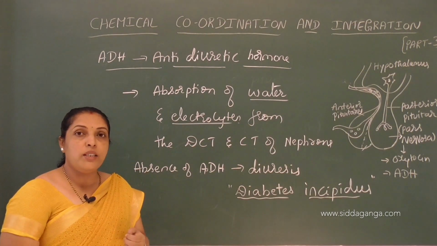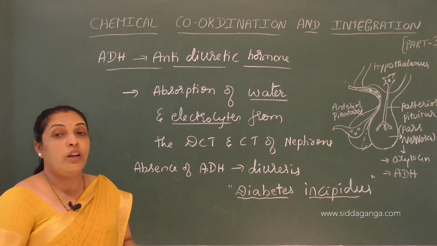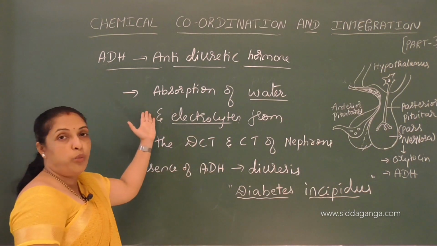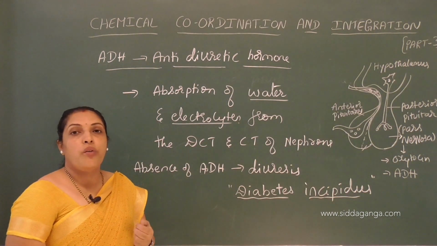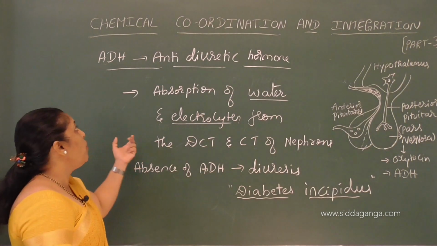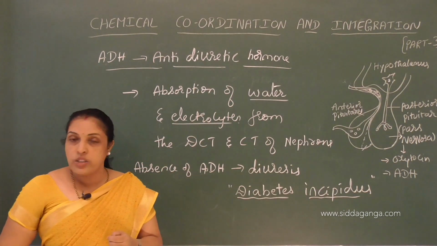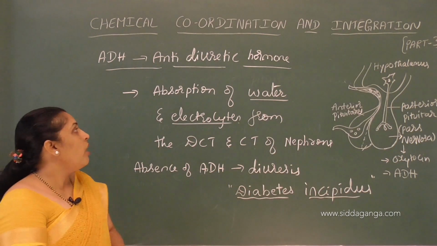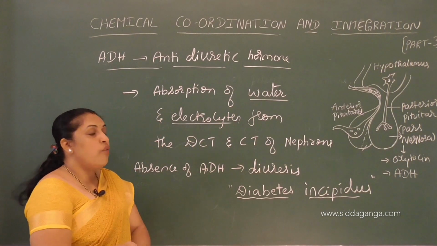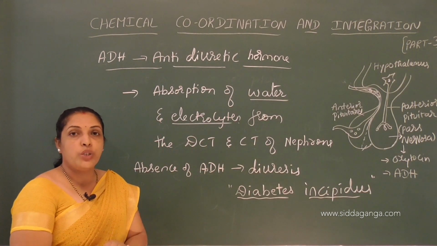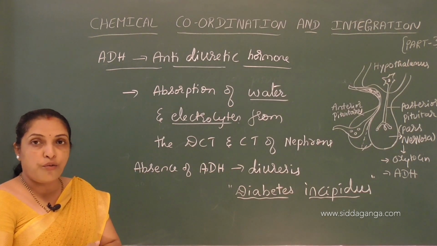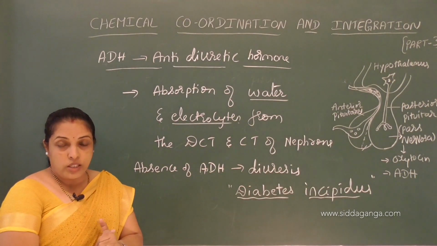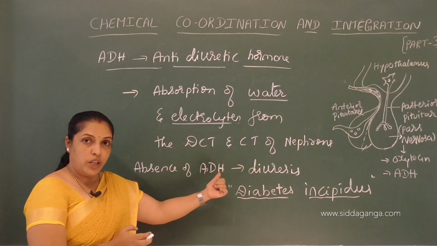So in desert animals they release concentrated urine. Why do desert animals release concentrated urine? Because this hormone absorbs the maximum amount of water from the nephrons. That is about antidiuretic hormone. Antidiuretic hormone is produced by the posterior pituitary gland. It mainly helps in absorption of water and electrolytes from the distal convoluted tubules and collecting ducts of nephrons or uriniferous tubules. Thereby it prevents diuresis. That's why it got the name antidiuretic hormone.